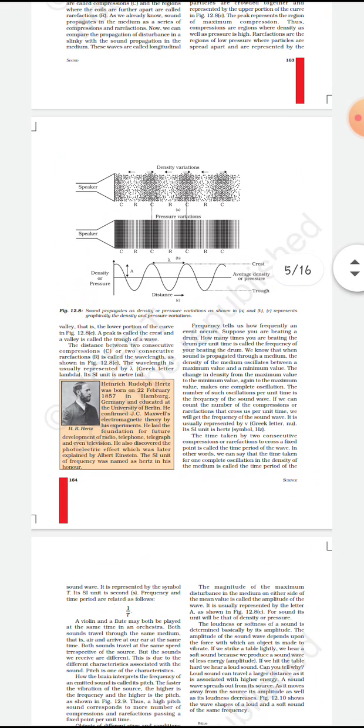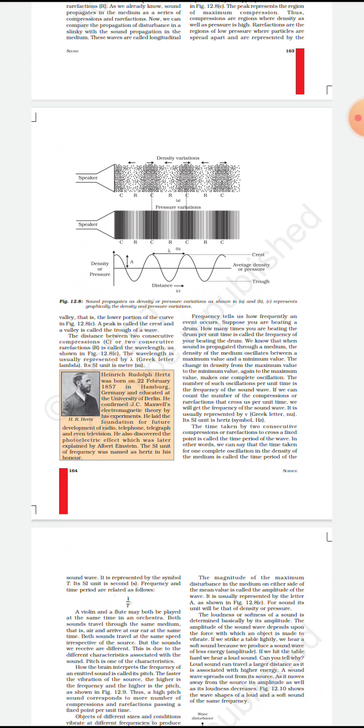So frequency tells us how frequently an event occurs. Suppose there is the beating of a drum; how frequently it is beating, the frequency tells us about that. The change in density from the maximum value to the minimum value and again to the maximum makes one complete oscillation.